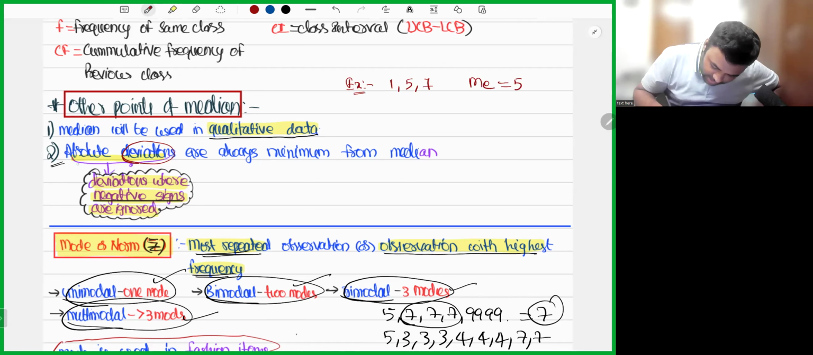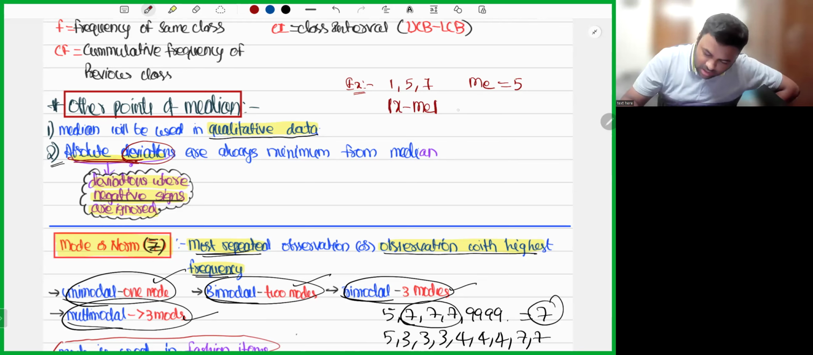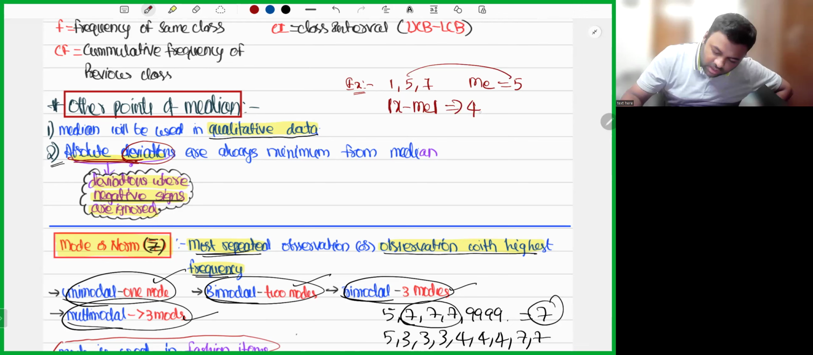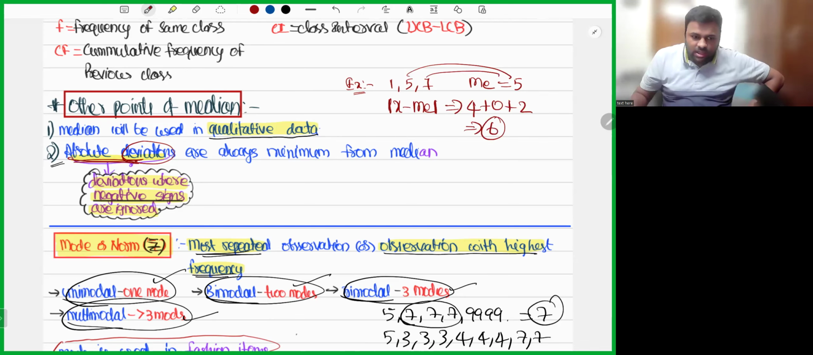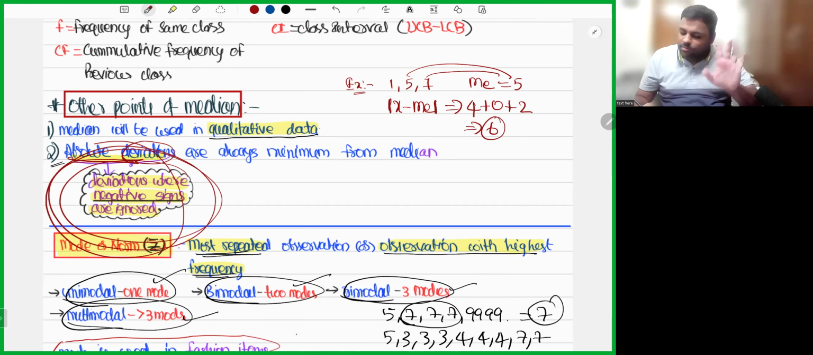Now, what will be the absolute deviations from the median? Modulus of x minus median. Why have I taken modulus? Because you are ignoring negative signs. 1 minus 5, I'll write 4, I'll not write minus 4. 5 minus 5, 0. 7 minus 5, 2. Which is equal to 6. That's what I'm telling. Sum of absolute deviations is always minimum from the median.